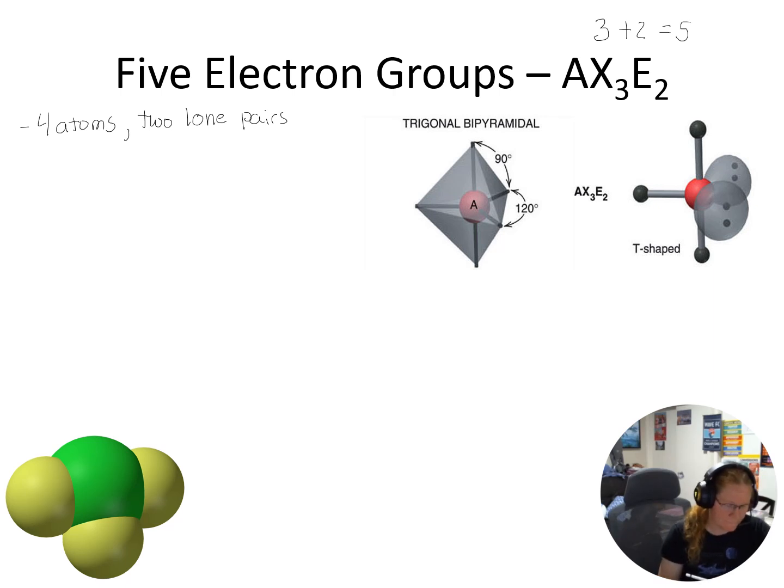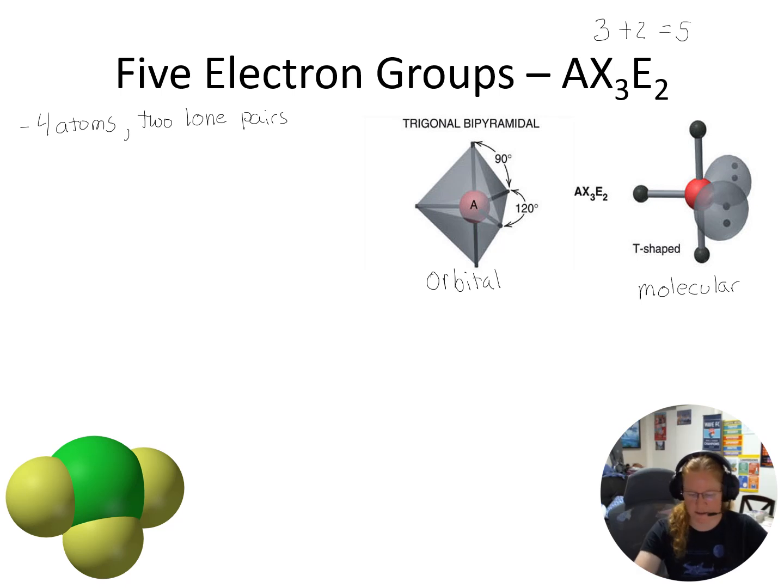Okay. So what happened here? Well, now we still have that trigonal bipyramidal orbital geometry, because again, we still have those 5 things. And now our molecular geometry, or our shape, is T-shaped. So just like that seesaw, this is one where to really see the T, you got to turn it on its end. All right, so there's our T.